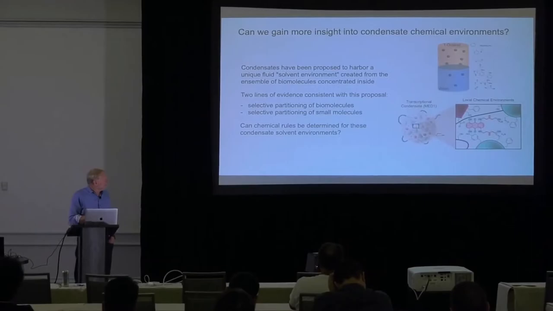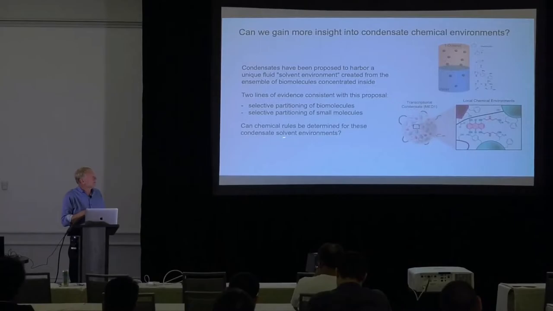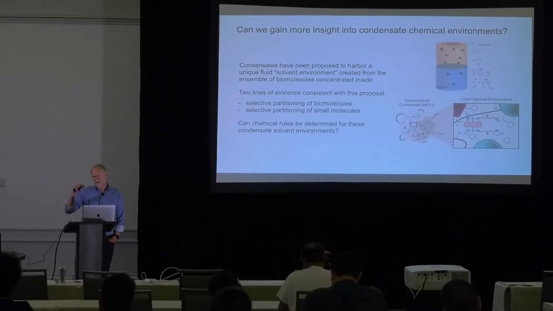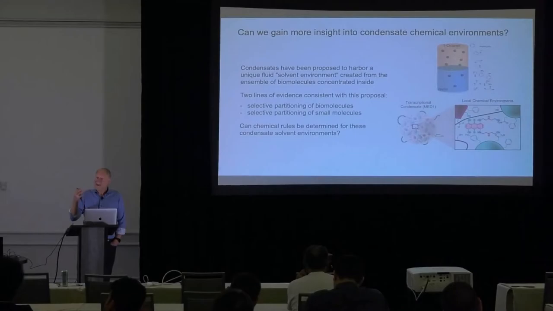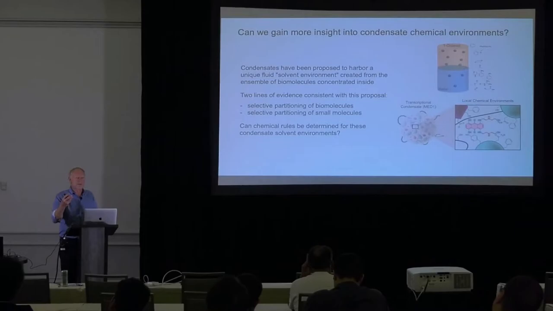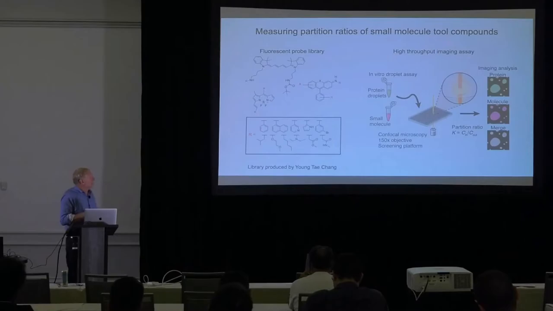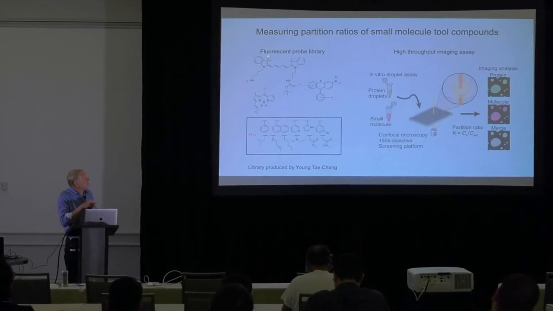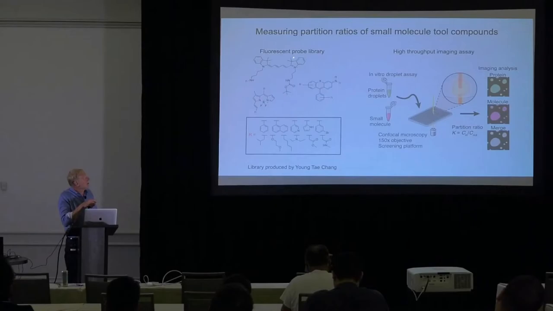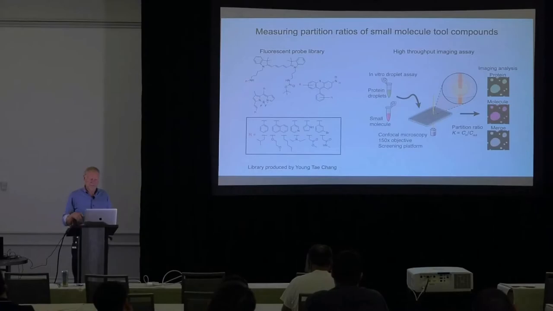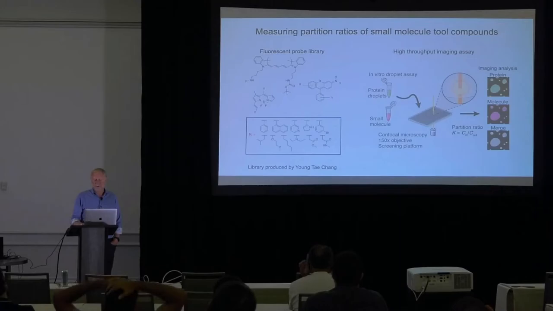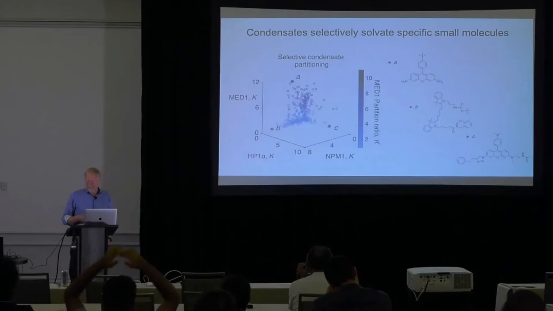And we wondered if we can develop some chemical rules, kind of a chemical grammar, for various condensates. I think it'd be quite powerful if we learned that condensates formed by different components to do different jobs actually had a different internal chemistry that differentially solvated proteins, RNAs, small molecules. So what we did was we used this droplet assay that I described before, and we developed with Young-Tae Chang a fluorescent probe library based on a BODIPY core that had R groups that allowed us to assemble a library of about 6,000 compounds, all fluorescent, all with the same core. And that allowed us to ask whether or not the behavior of these small molecules was different from one simple in vitro condensate to another.